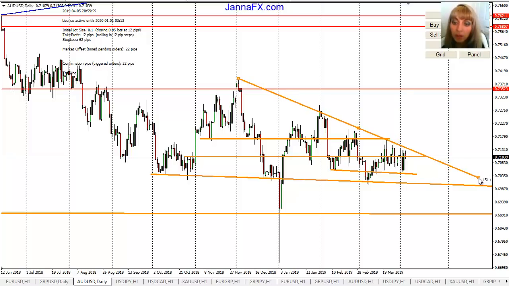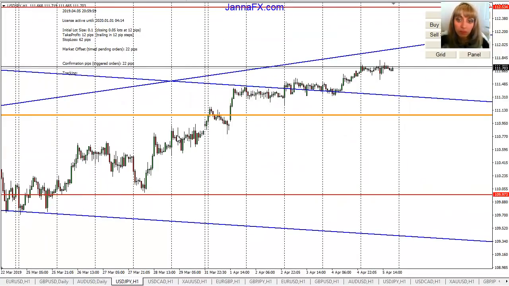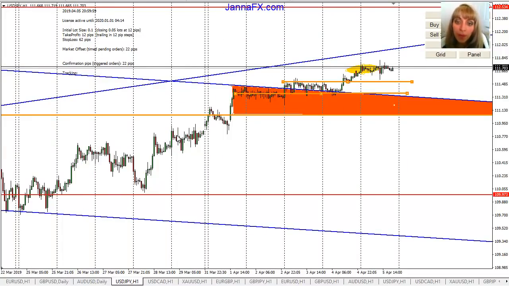So maybe just move it a little bit further, a bit closer, like to here. But right now, just leave it like this, and we will see. So that's with Australian dollar yen. Okay, dollar yen looks like that's how we were.